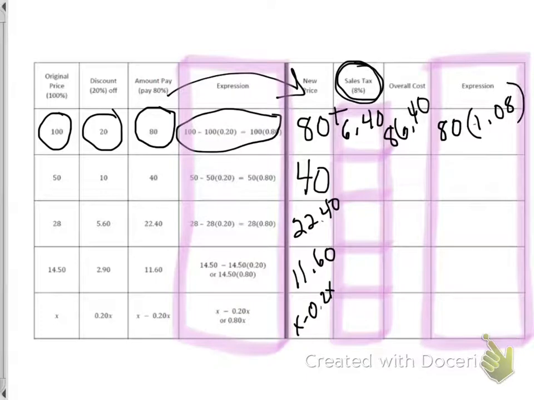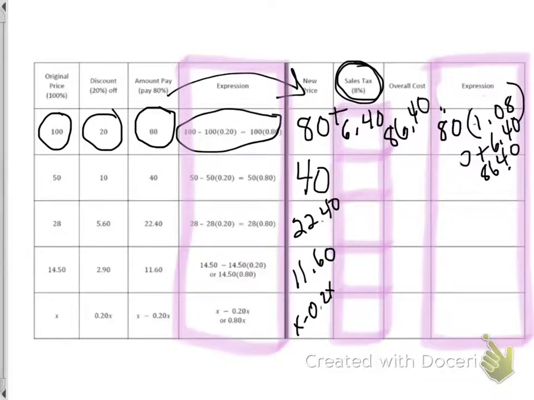1.08. Hopefully you can see what that does. You multiply 80 times 1, which is your 80, and then 80 times the 0.08, which is $6.40, and that's going to give you your $86.40.